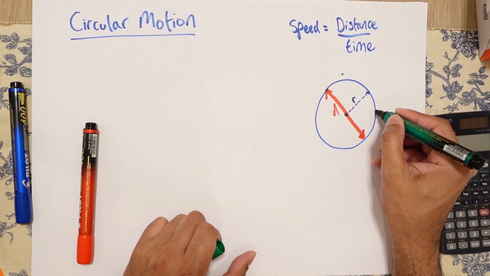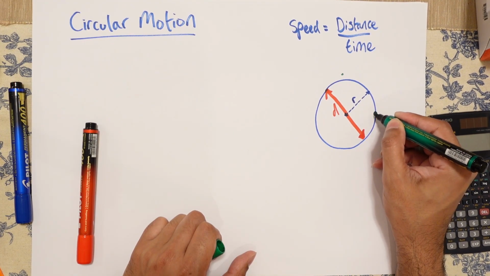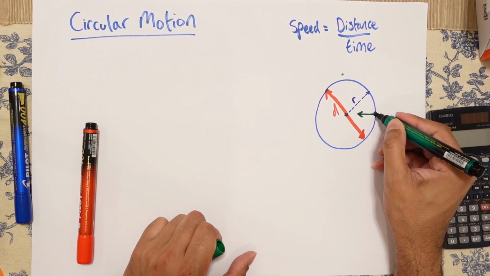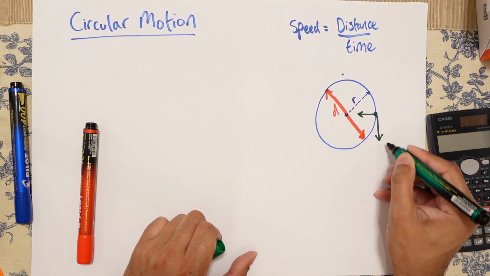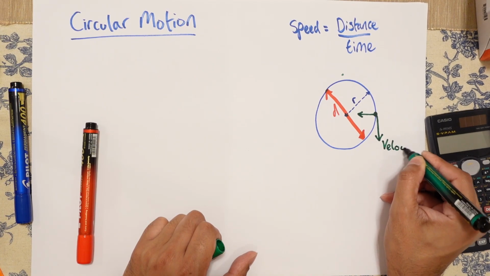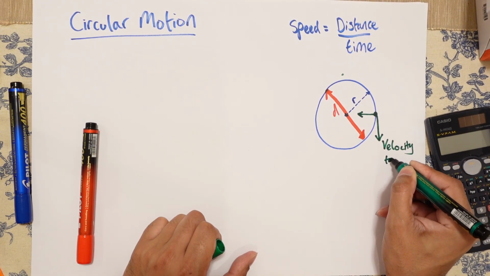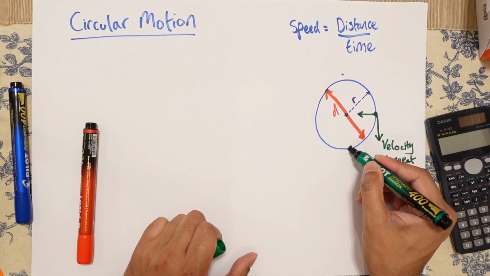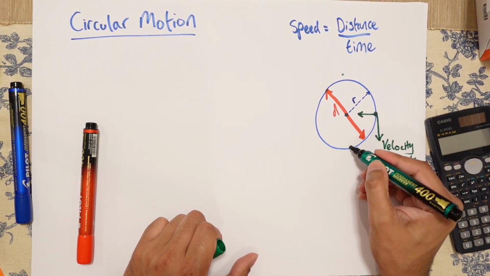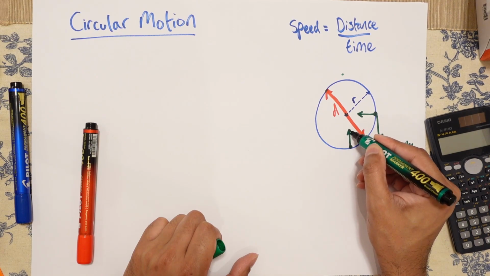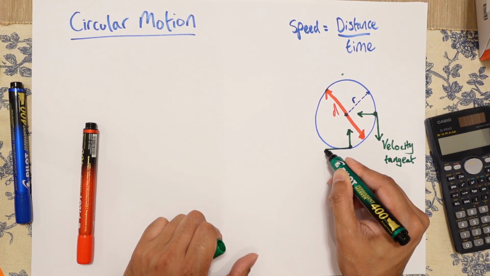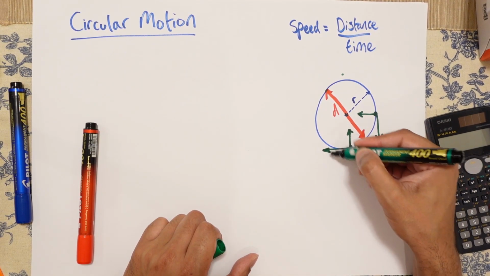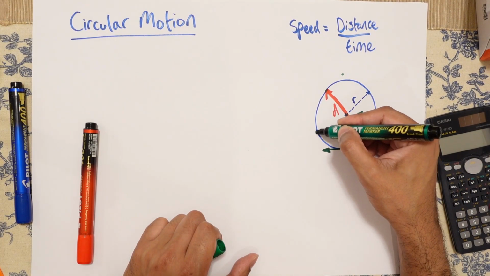And one thing that we got to know about this is you always have an acceleration towards the center, and the velocity is at a tangent. Now, what that means is if it's going round in a circle, the acceleration is always towards the center, and the velocity is always at a tangent like this, right? And that acceleration causes the velocity to change direction.